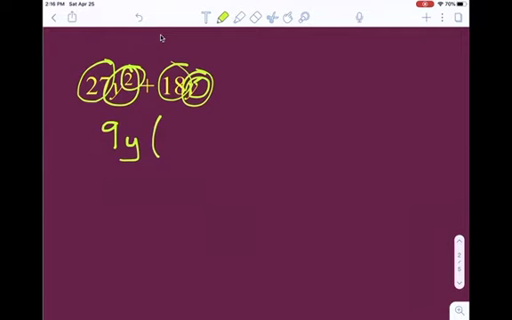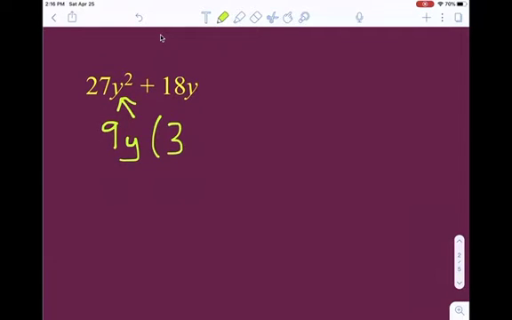Then you go through this and you flesh it out. You do your reverse distributive property. So what do I have to do to 9y to make it 27y squared? Well, I'd have to multiply it by 3 to make it 27, and then I'd have to multiply by one more y. Now what do I have to multiply 9y by to make it 18y? Well, 18y is just basically 2 9y's, because 2 times 9y is 18y.